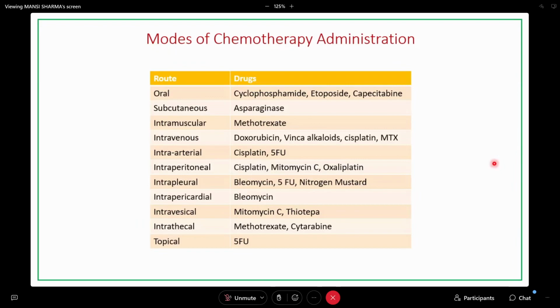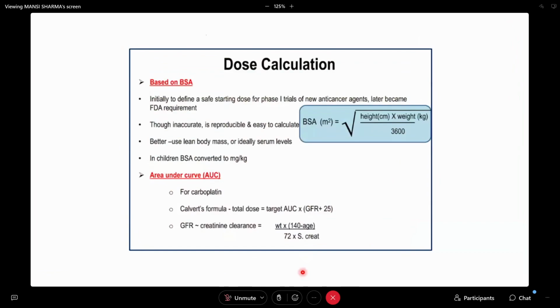We have intravesical chemotherapy for bladder cancer patients, and intrathecal chemotherapy to look at the leptomeninges and the CNS. This is mostly used in hematolymphoid malignancies, as well as those patients who have leptomeningeal carcinomatosis, and sometimes as prophylaxis as well. And topical, we use 5-FU based chemotherapy for certain indications.